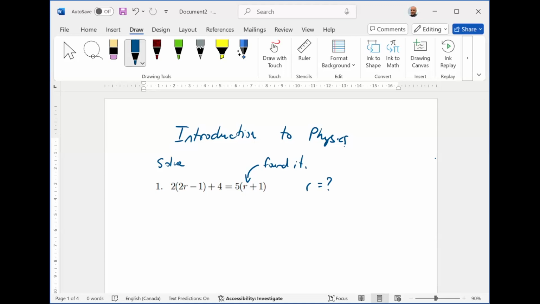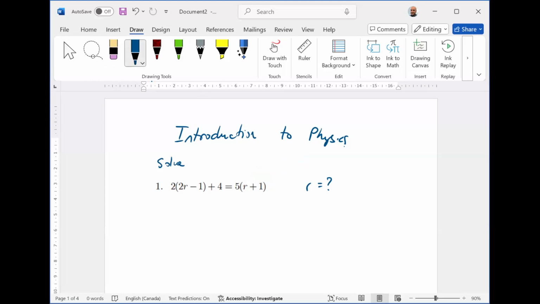So let's work through this together. How do we go about solving this type of linear expression or linear equation? Any ideas here? What would you do first? You multiply 5 times r plus 1 and then it gives you 5r plus 5. Yeah, so thank you for that, Ryan. We call that the distributive property.